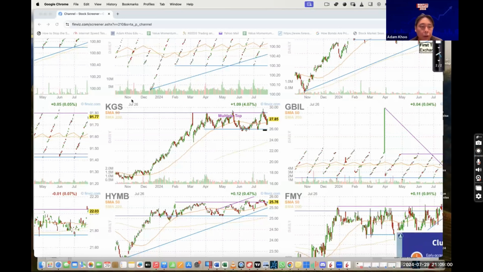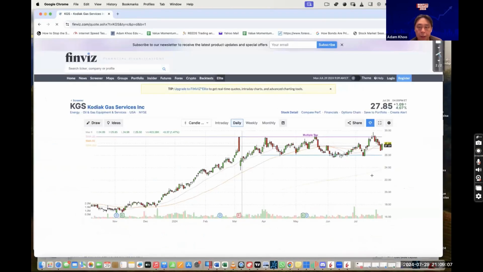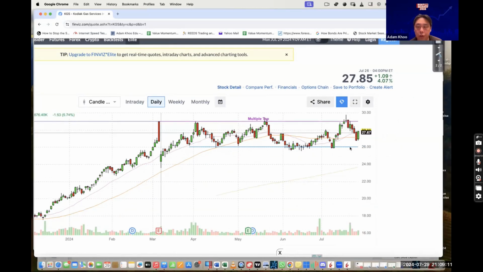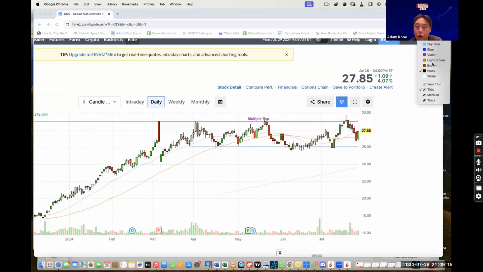Can you see? Near the support. Now, let's look at KGS, for example. Let me click on that. You can see it is in a stage 1. Would you agree? But has it dropped to the support yet? The support is at 26. Has it dropped to here? No. So you put this on your watch list. Watch it every day and see if it hits 26.